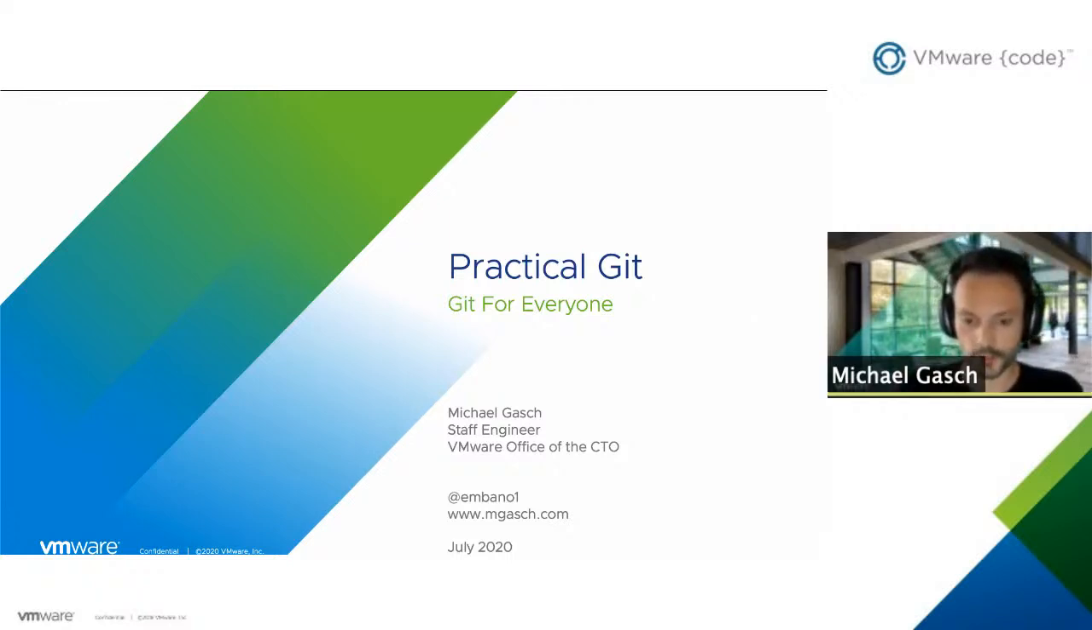I'm Michael. I work at VMware. I'm a staff engineer at VMware in the office of the CTO. And today we're going to cover Git, practical Git.